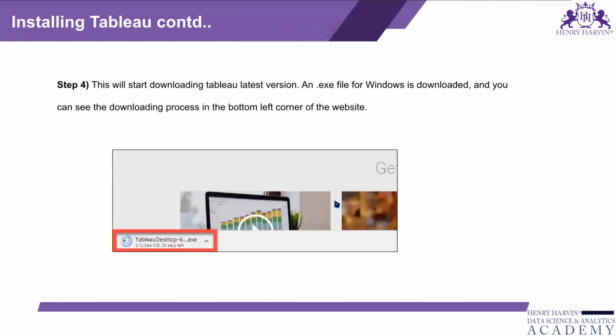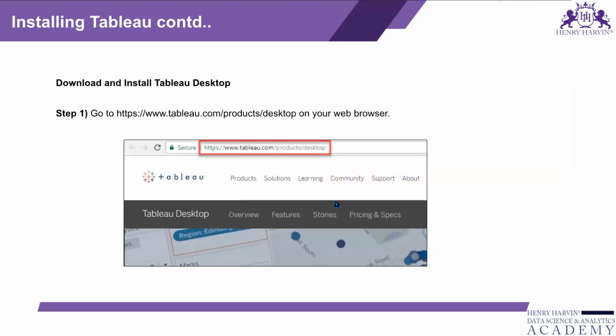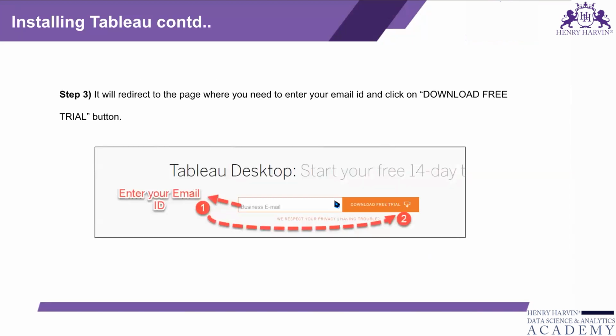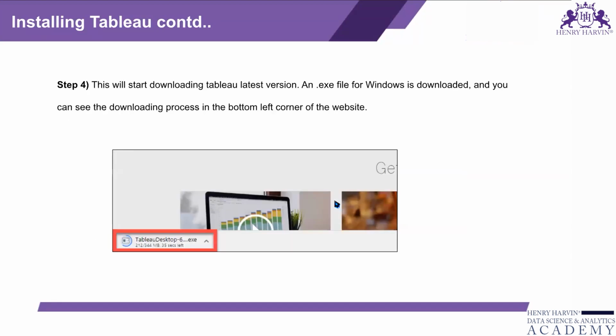Let's install this first and give ourselves some time to understand what it is and how it works. We started by going to tableau.com, then Products and Desktop, and then we go with Try Now. We put in our email where we have to download the trial, and then we download the software.